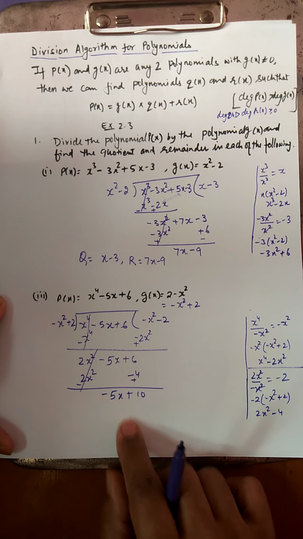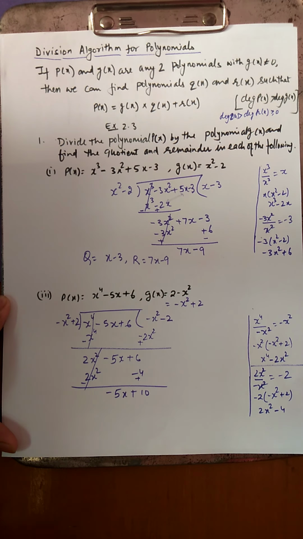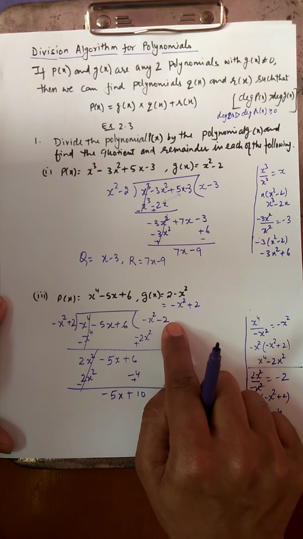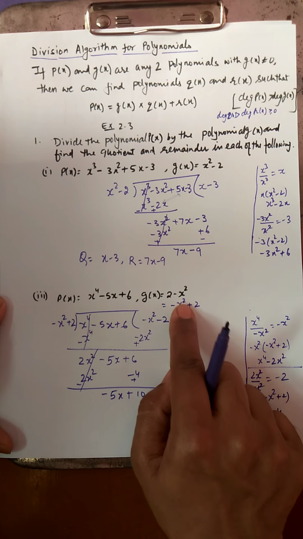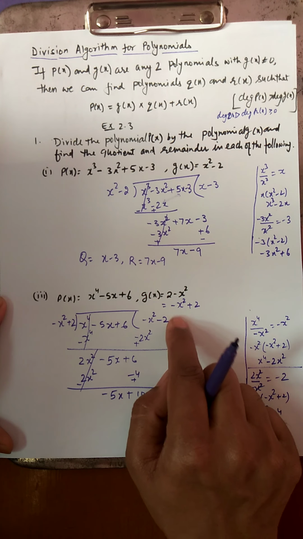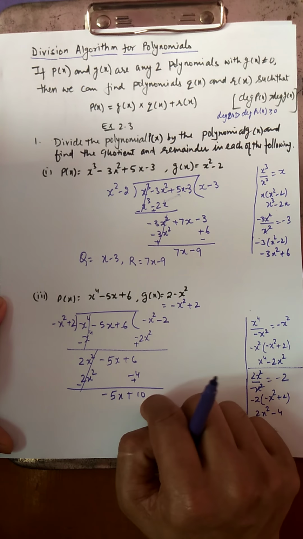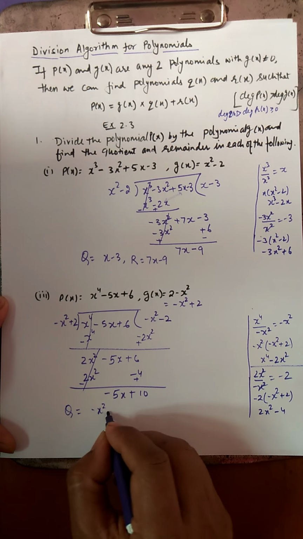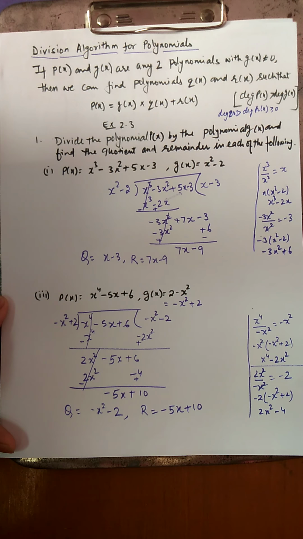And you may ask, if you go after the division, then what will happen? In that case, if you go ahead, then this quotient will become an expression, because the next third term will have x with some negative power. So according to the definition of a polynomial, this quotient will not remain a polynomial. So we have to stop it here only. So your quotient is minus x square minus 2, and your remainder is minus 5x plus 10.